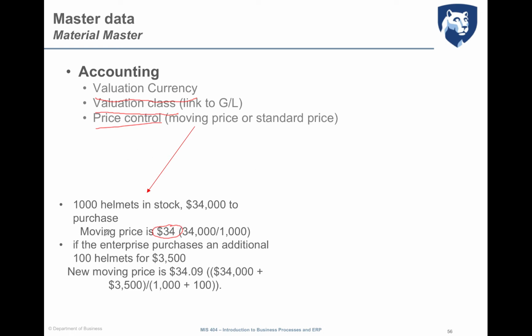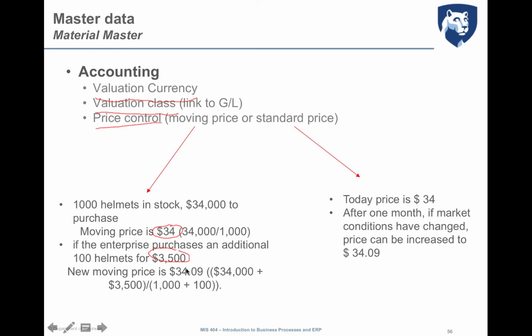This is called moving price because let's make the hypothesis that the enterprise purchases an additional 100 helmets at a total price of 3,500. The new moving price will be 35.09 because I sum up 34,000 with 3,500, and then we divide by 1,100, and we get this value.